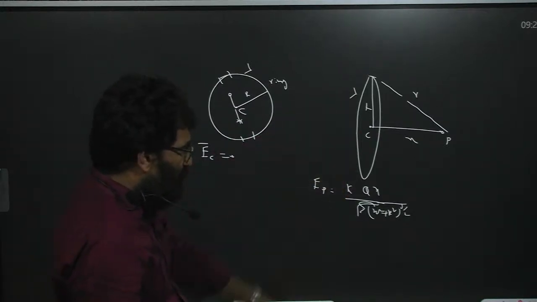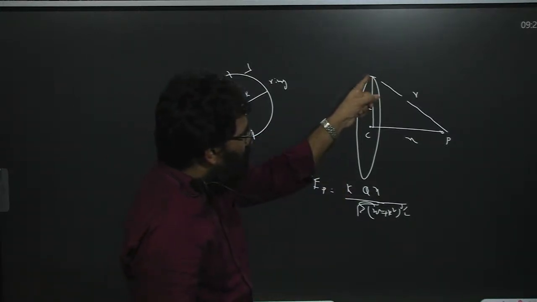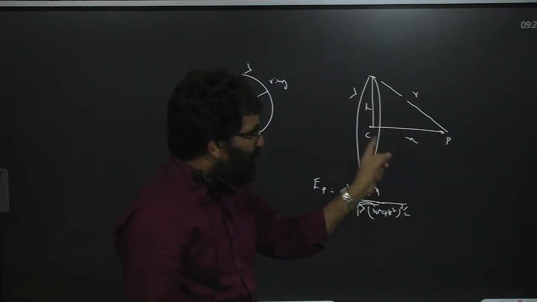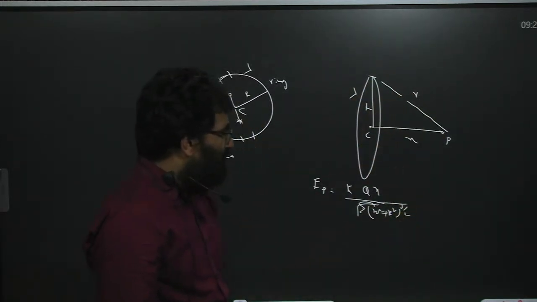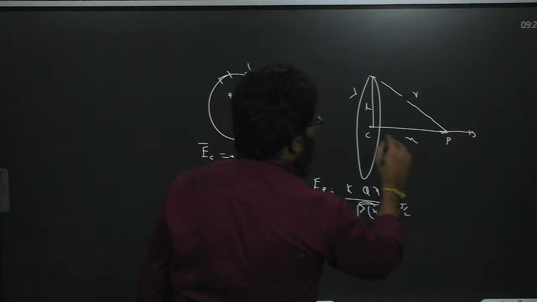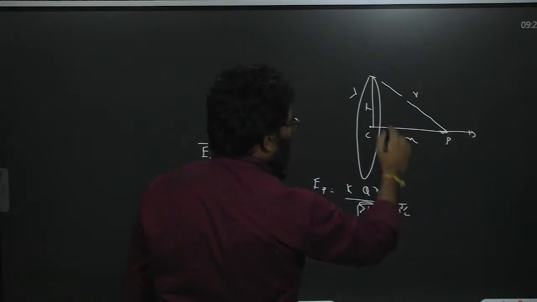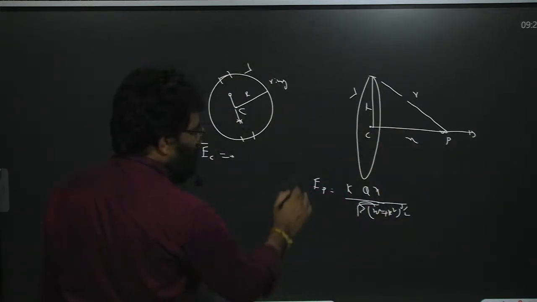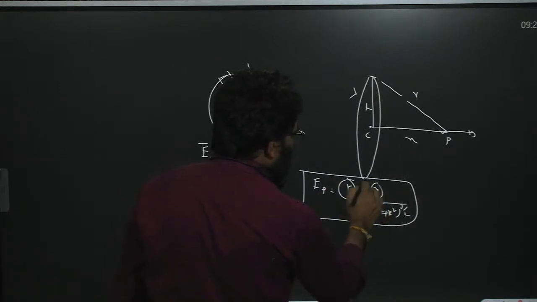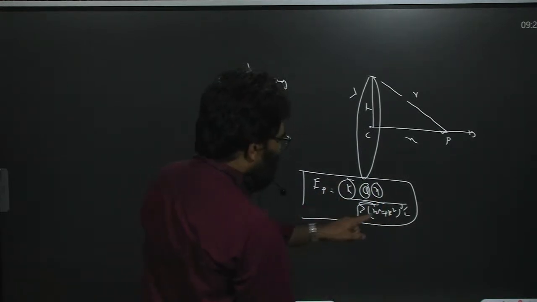So always remember, the field is KQ by r square. When we take the integration, we are getting this one. The electric field at any point P on its axis, if it is a positive charge, is away from it; if it is negative charge, towards its center. So the electric field at this point will be K, 1 by 4 pi epsilon naught, Q x by x square plus capital R square whole power 3 by 2.